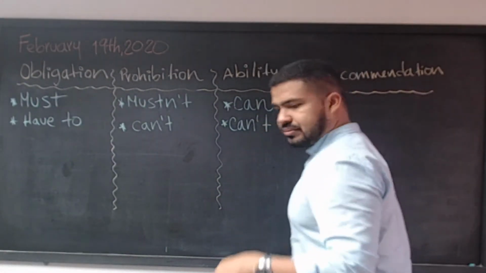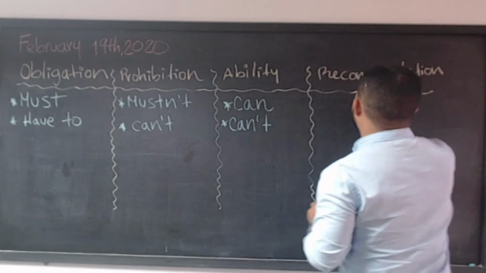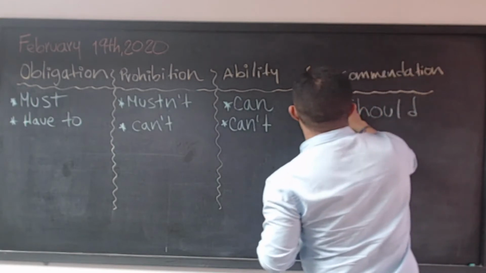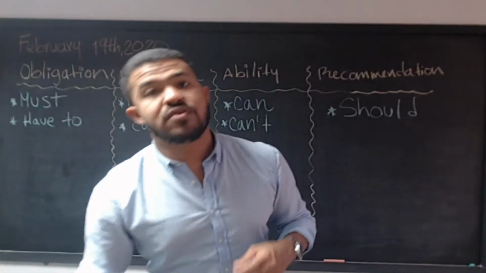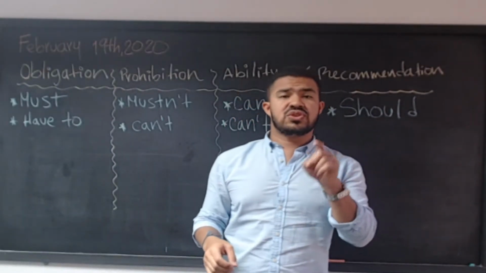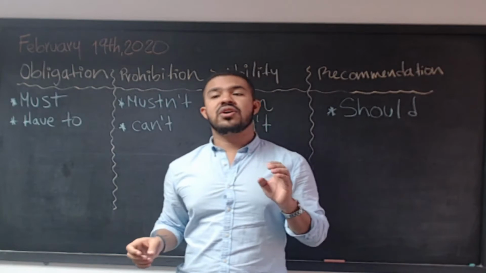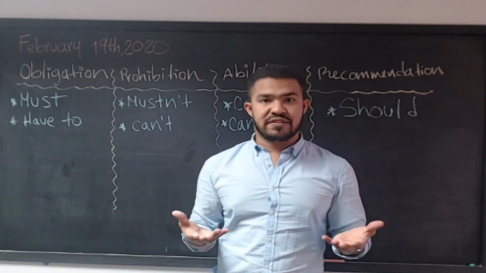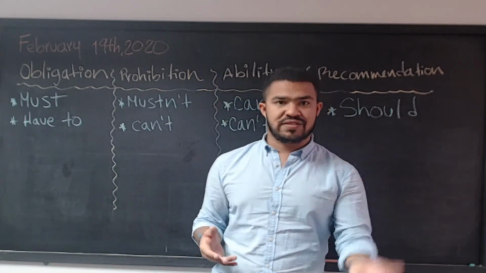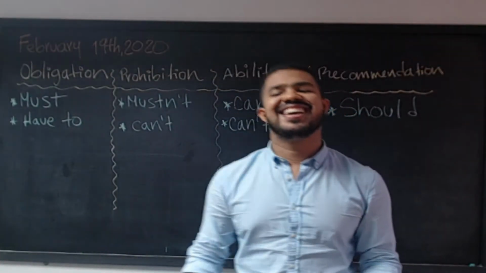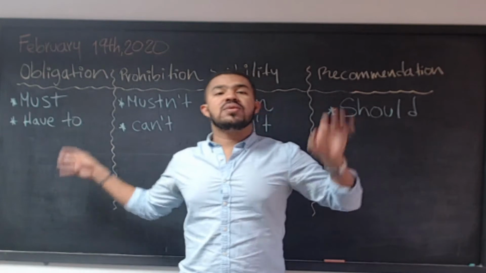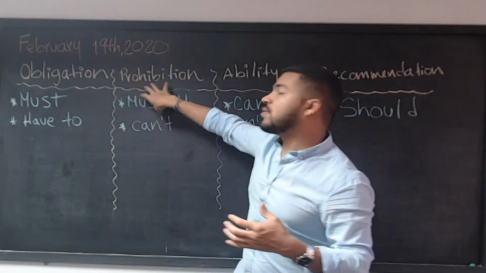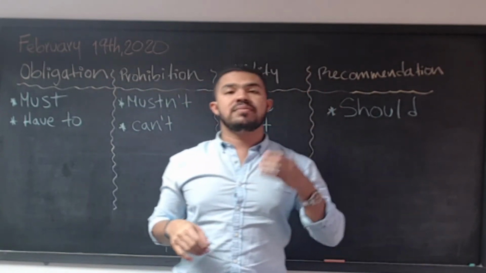Now let's go with recommendation. To express recommendation, you use should. For example, Nicholas, if you feel sick, you should go to the doctor. If you feel sad, you should talk to her. If you are in love, you should tell her how much you love her. So these are the words or expressions used to express an obligation, prohibition, an ability, or recommendation.